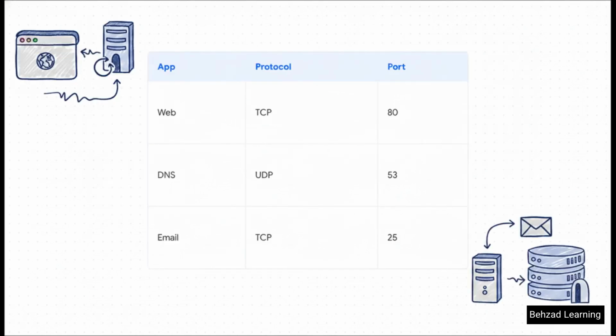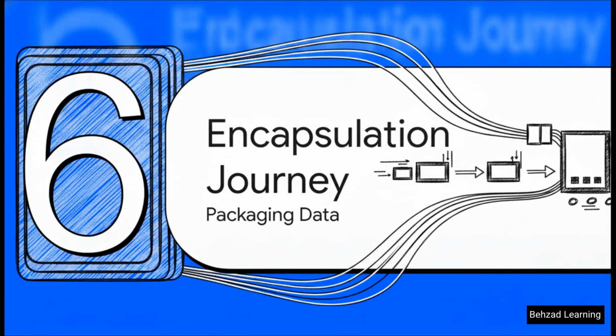A great way to think of these well-known port numbers is like standard customer service phone extensions. A web server, for instance, almost always listens on TCP port 80. An email server routing mail, that's going to be listening on TCP 25. Standardizing these ports across the board means your computer always knows exactly which door to knock on when requesting a specific service.